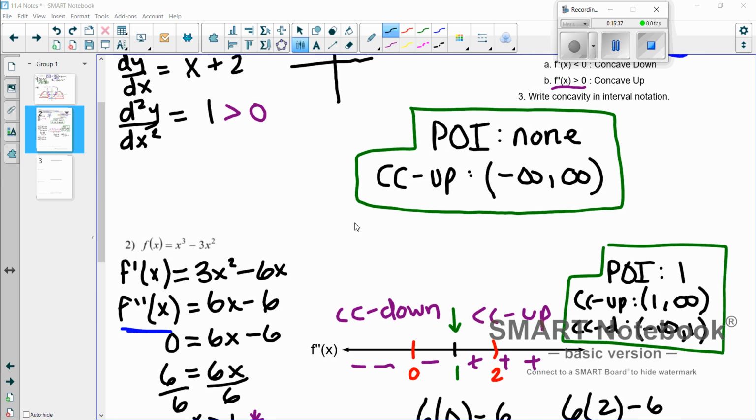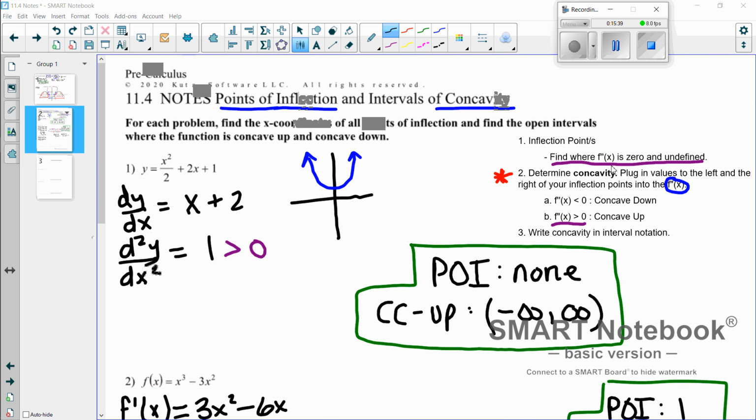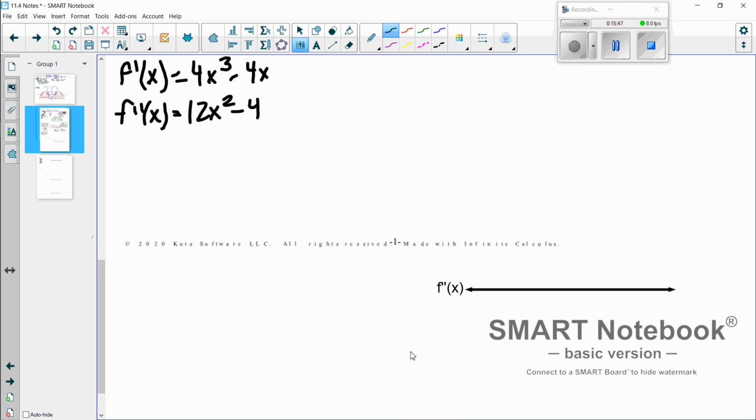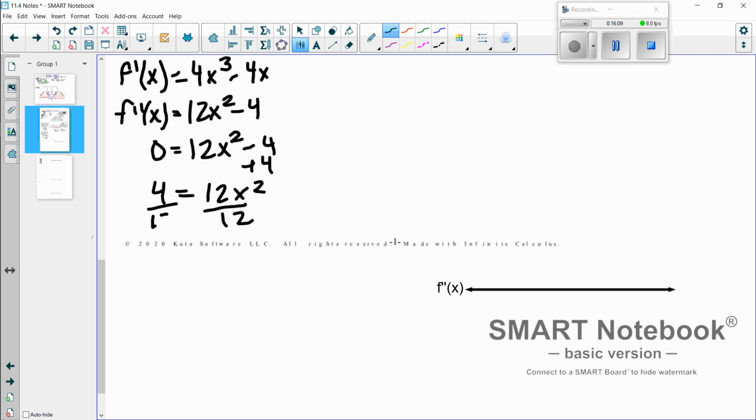Let's move into finding our inflection points now. Find where the second derivative is 0 or undefined. Well, it's not going to be undefined here. I'll say it right now, none of these are going to be undefined, okay? But what we want to do is set it equal to 0 still, and find where the second derivative is 0. So we just add 4 over and get 4 equals 12x squared. We divide by 12 and get 1/3 equals x squared.